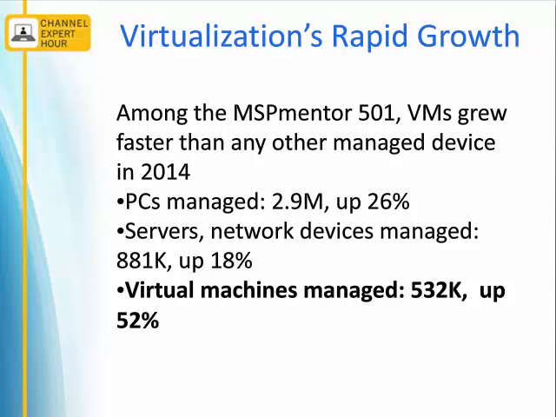If you look at PCs managed, that was up 26%. Servers and network devices managed were up 18% year over year. But virtual machines managed were up 52% year over year among those top 501 managed service providers out there. So that was really interesting, and it marked the biggest percentage increase we had year over year in management of not devices, but virtual machines, PCs, network devices, even mobile device management. Virtual machine management grew faster than all those, excuse me. Ted, any thoughts on that?